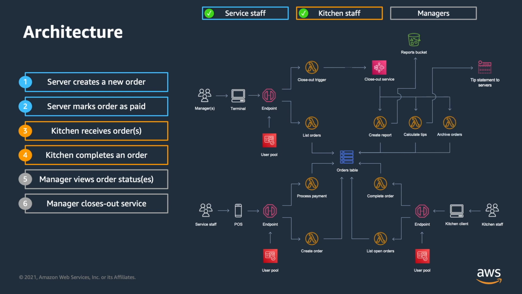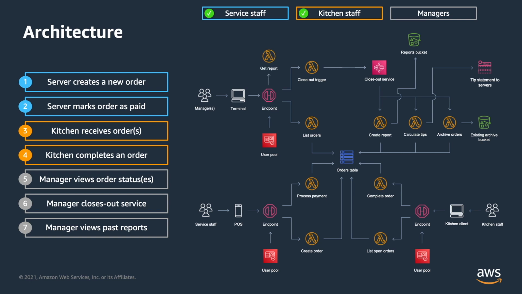Now, the third and final task for closeout will be to archive the orders table and clear it out for the next day. The orders will be saved to the archive bucket that the restaurant already has. Next, the manager will want the ability to view past service reports that are created from previous closeouts. So I'll attach a function to the API that can read in a specific report from the bucket and present it to the manager. Then I'll go ahead and hook it up to the reports bucket on the other side.